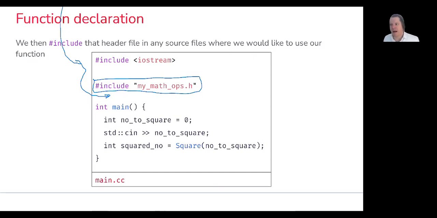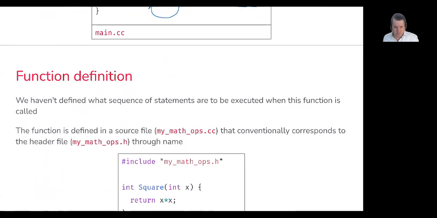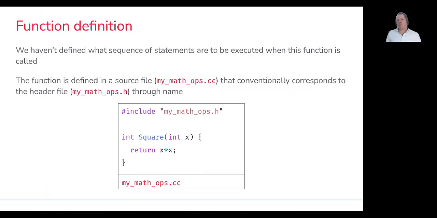So I simply pound include my header file and I go on. Okay, here's a main. I'm going to square some value that I'm going to ask the user to provide through standard input. I'll pass that value to my square function, and I'll store the result in square number. Now, we haven't defined what the sequence of statements are to be executed when our function square is invoked. Right now, all we've said is, hey, there's this thing called square, here's how you use it, and we went ahead and used it. Well, at some point, we have to say exactly what the sequence of statements are to be executed when this function is invoked.